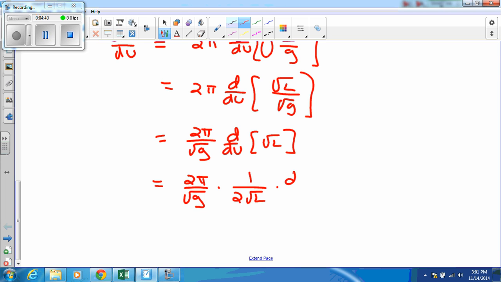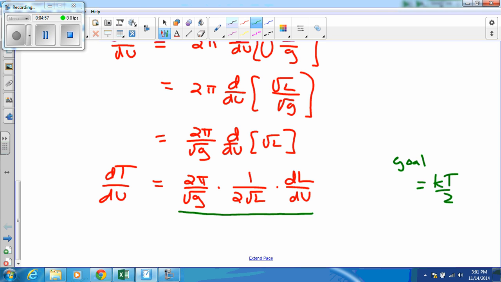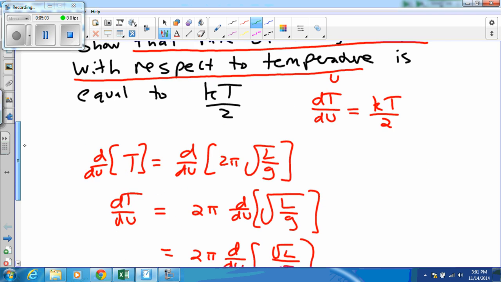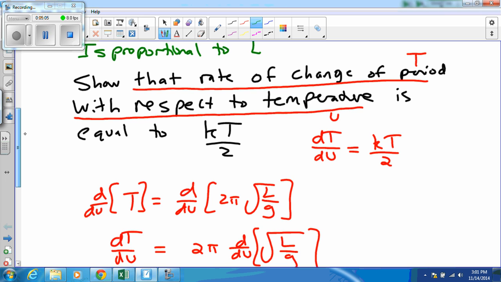Using the chain rule, it's going to be the derivative with respect to L times dL/dU. And all of this is equal to dT/dU. Well, according to the problem, I'm supposed to show that this is equal to kT over 2. That's my goal. So it must be the case that all of this somehow collapses to kT over 2. Let's see if we can see how.